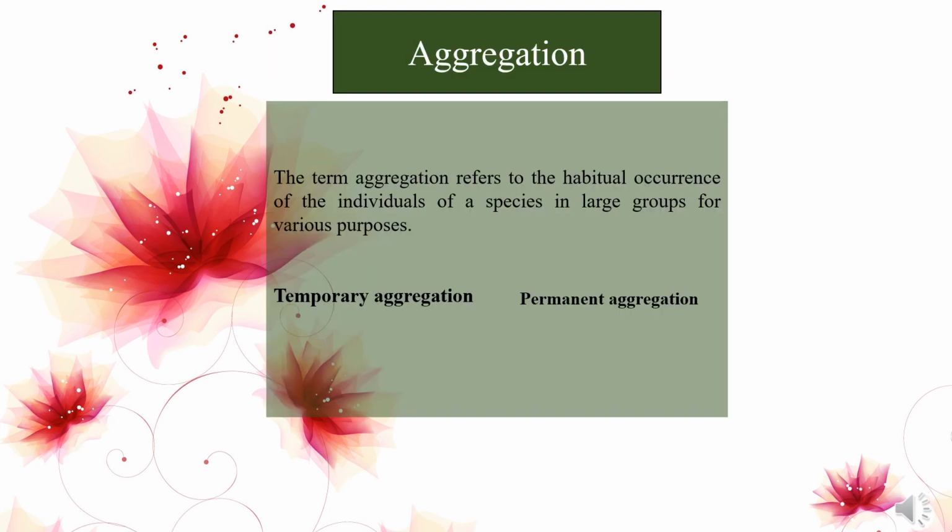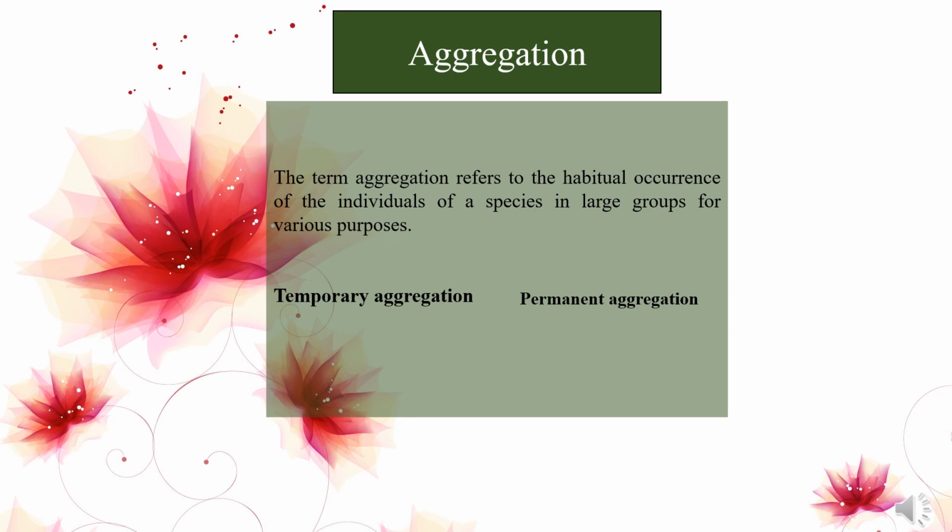Aggregation. The term aggregation refers to the habitual occurrence of the individuals of a species in large groups for various purposes. Many animals live in groups. Some animal aggregations are temporary, others more or less permanent. So one is temporary aggregation.